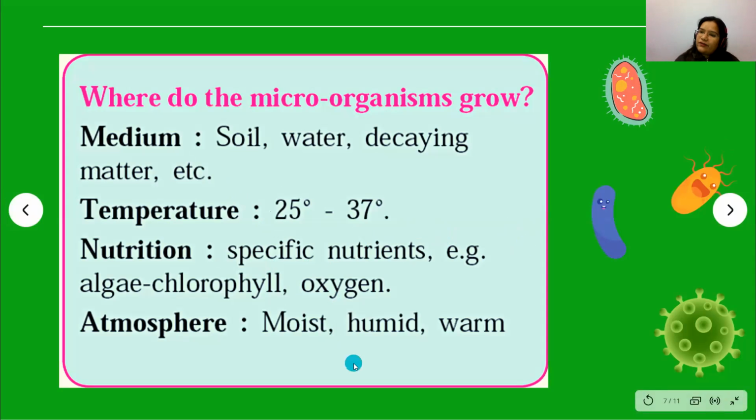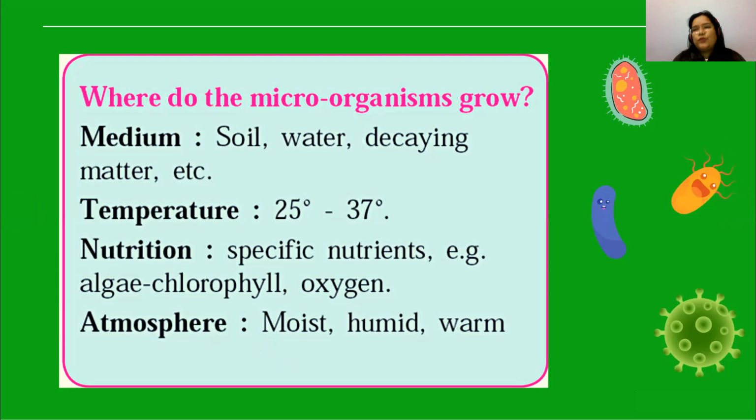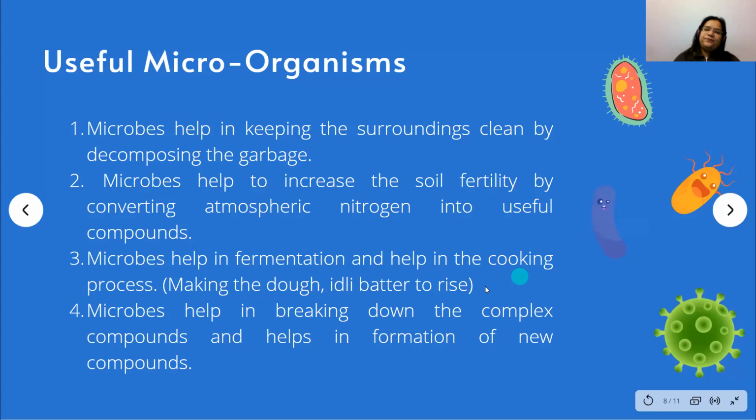But if you talk about one specific type, then you know about algae. Algae is green in color because of the chlorophyll and the oxygen that it uses, right? There are different types of algae also, blue algae and other algae, right? If you talk about atmosphere, then mostly microorganisms grow in moist, humid and warm temperatures, right? So this typical table is going to give you a gist of what microorganisms need to grow, right?